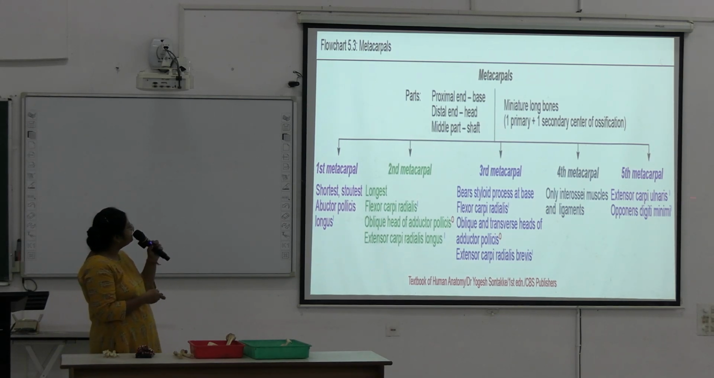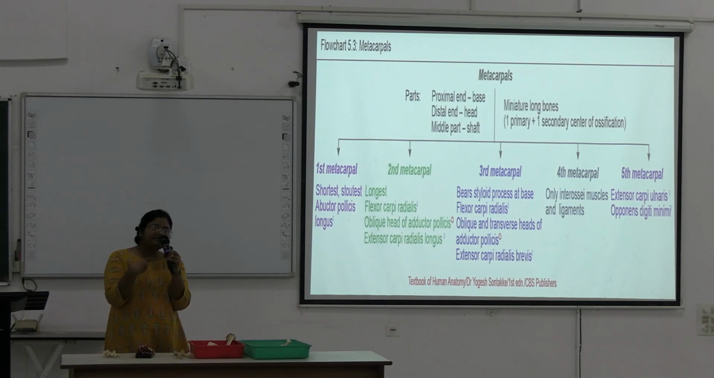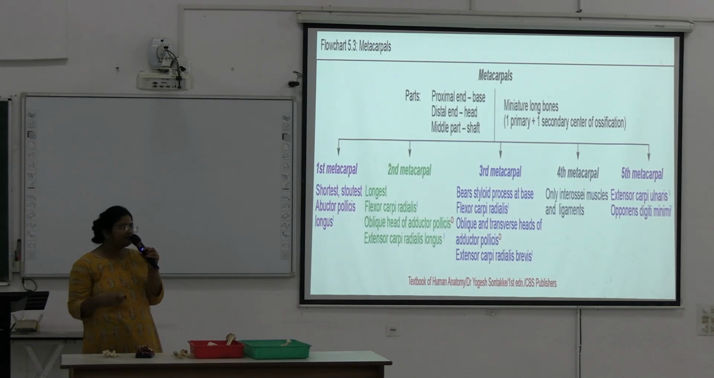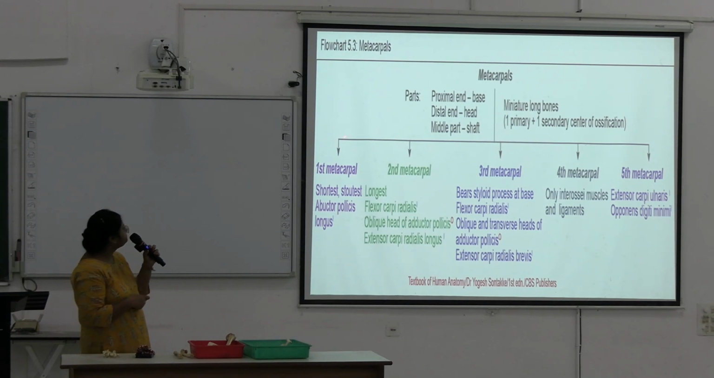We have 5 metacarpals. These are examples of miniature long bones. These are also important for your viva table. What are the types of bone you will be asked? Okay. So one primary center, one secondary center of ossification.